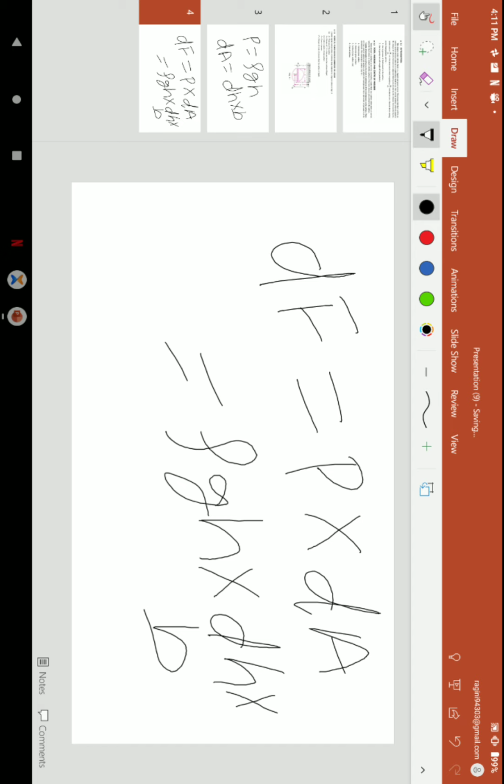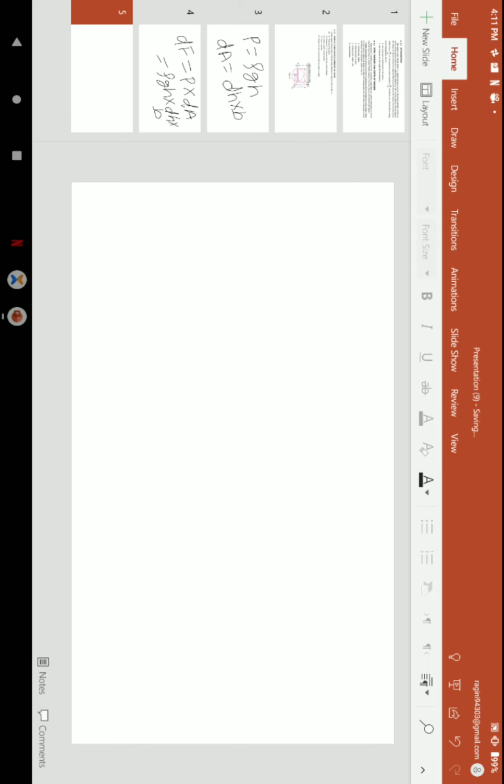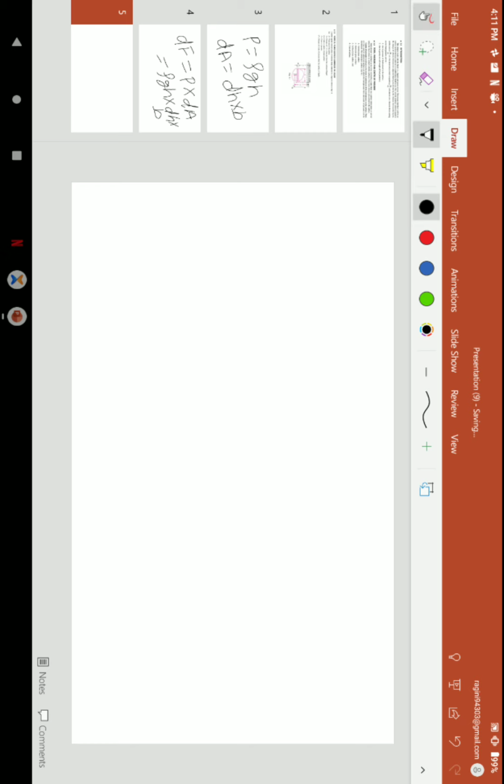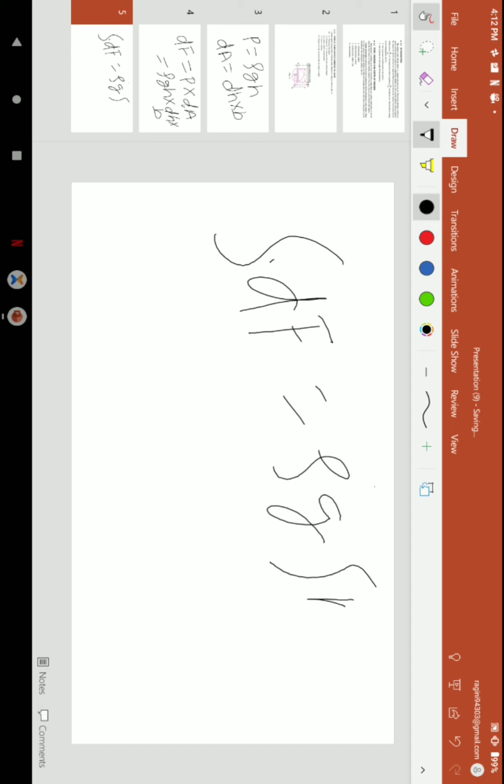Now, if we want to find the total force acting on the total surface, we have to integrate both the force and the area. If we integrate the area, we get the total area and the total force. So I'm adding one more slide, and now I can write the integration of dF equal to the integration of P into dA, that is rho g h into dh into b. Rho and g are constant terms, only variables are b, h and dh.